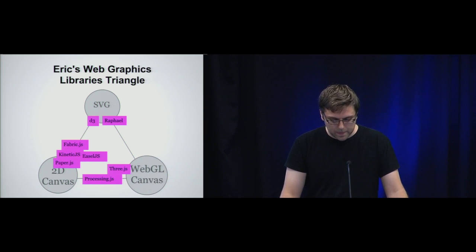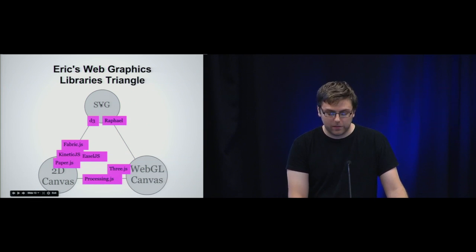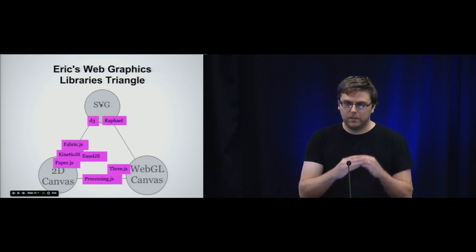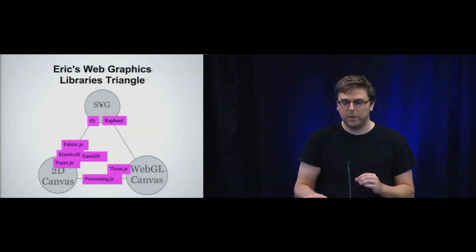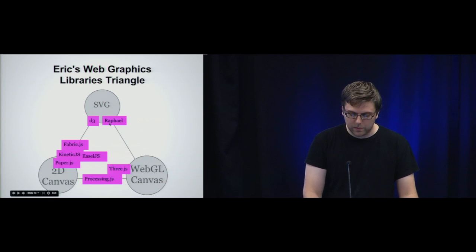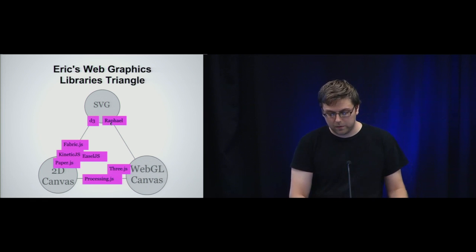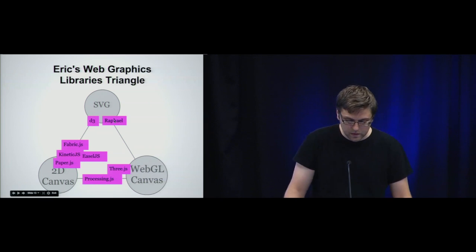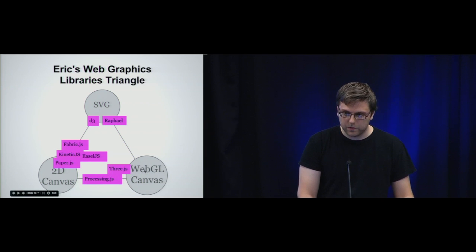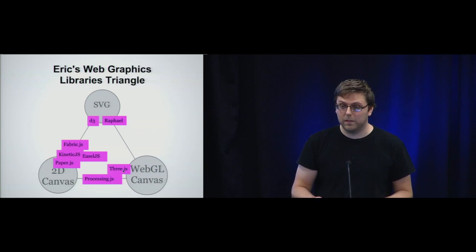Also, to be a little bit more clear about what this triangle means: if you look at the SVG circle, the closer a library is to that circle, the more of a dependency it has. For example, D3 and Raphael are completely dependent on SVG, and Raphael is also dependent on VML. WebGL, which is 3D, Three.js is the main player in that space. In fact, I think they have pretty much a monopoly in that space. So if you wanted to create 3D graphics, you pretty much have to go with Three.js.